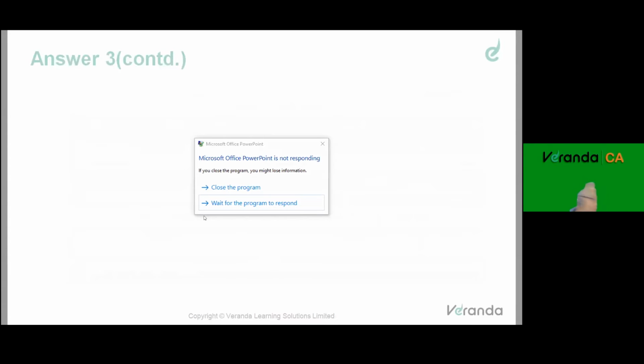One moment, there is some problem with my computer. It is not responding. Close the program.